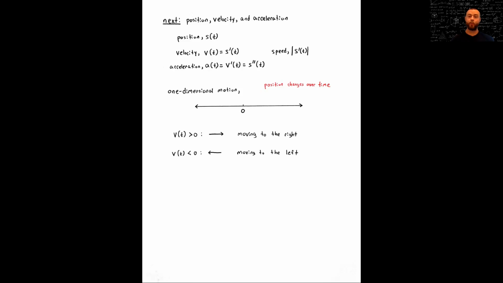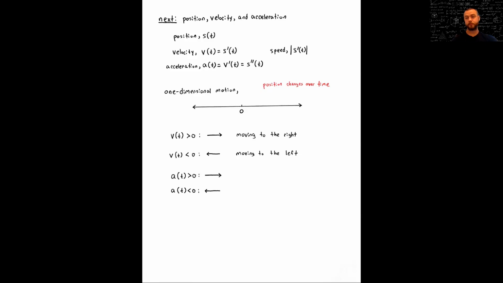All right, so first, when the velocity is positive, that represents the object moving to the right. And when the velocity is negative, that means the object is moving to the left. Notice here, it is the sign of velocity that determines the direction that you're traveling. All right, similarly, the acceleration has a direction. So when the acceleration is positive, we're accelerating to the right, or our acceleration vector is pointing to the right. And when our acceleration is negative, the acceleration is pointing to the left.